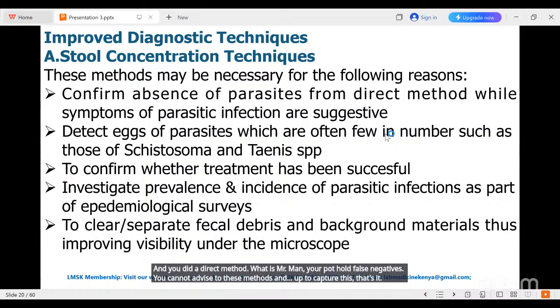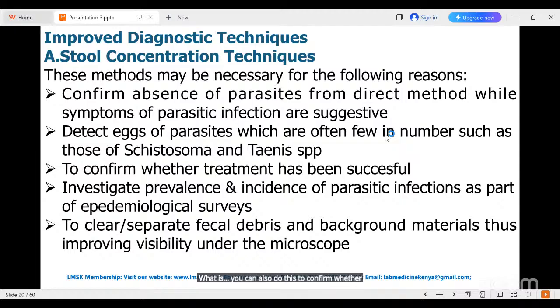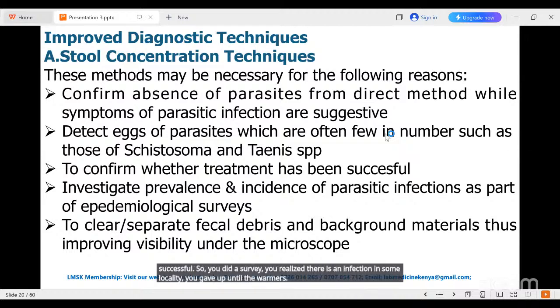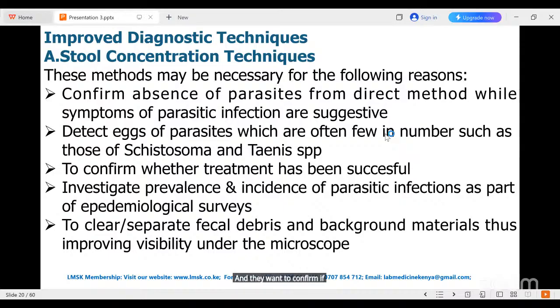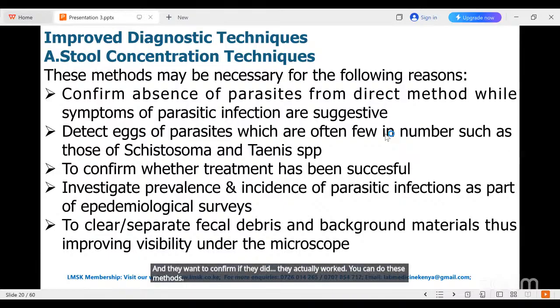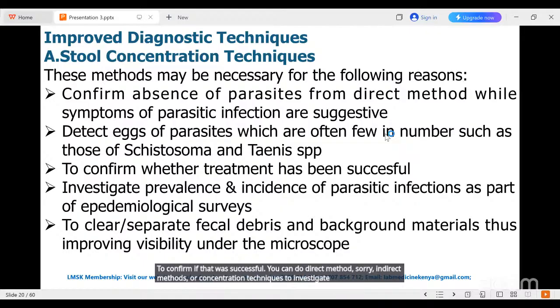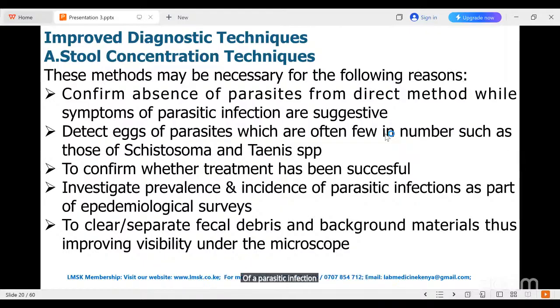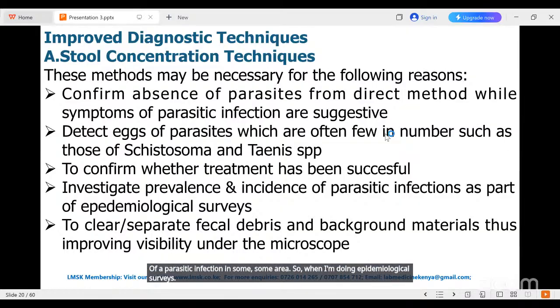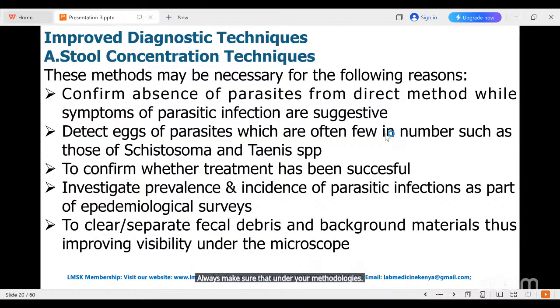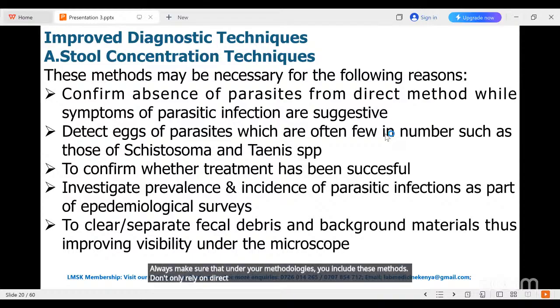You can also do this to confirm whether treatment has been successful. So you did a survey, you realized there is an infection in some locality, you gave dewormers, and you want to confirm if they actually worked. You can do these methods to confirm if that was successful. You can do indirect methods or concentration techniques to investigate the prevalence of a parasitic infection in some area. So when you're doing epidemiological surveys, always make sure that under your methodologies, you include these methods. Don't only rely on direct methods. You might miss the parasites.